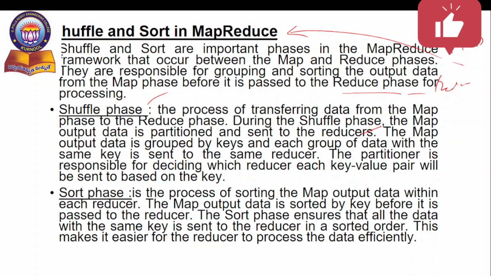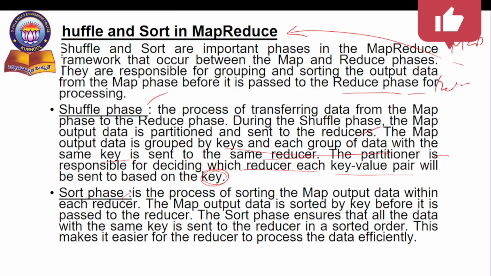The map output is grouped by keys, and each group of data with the same key is sent to the same reducer. So this will help the reducer to perform faster processing on the data without waiting for another reducer to give the required data. The partitioner is responsible for deciding which reducer each key value pair will be sent to based on the key that is available in the mapper output.